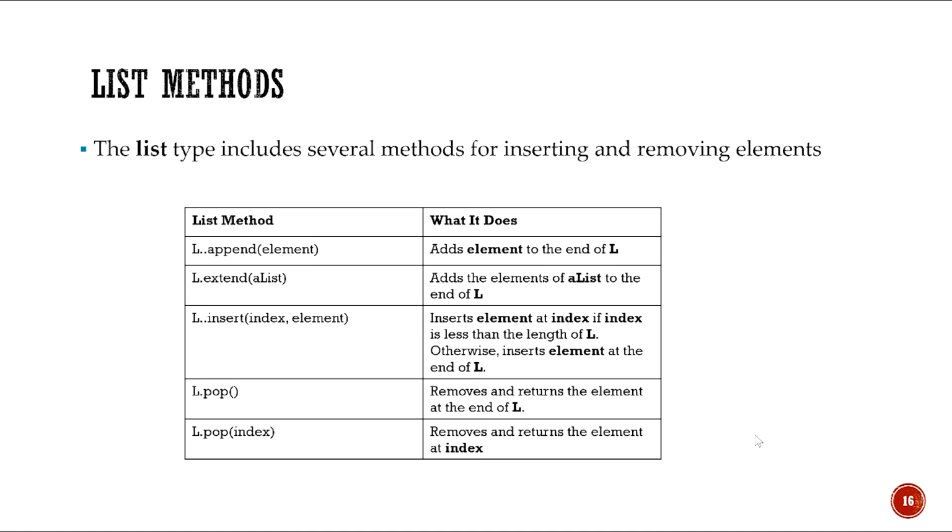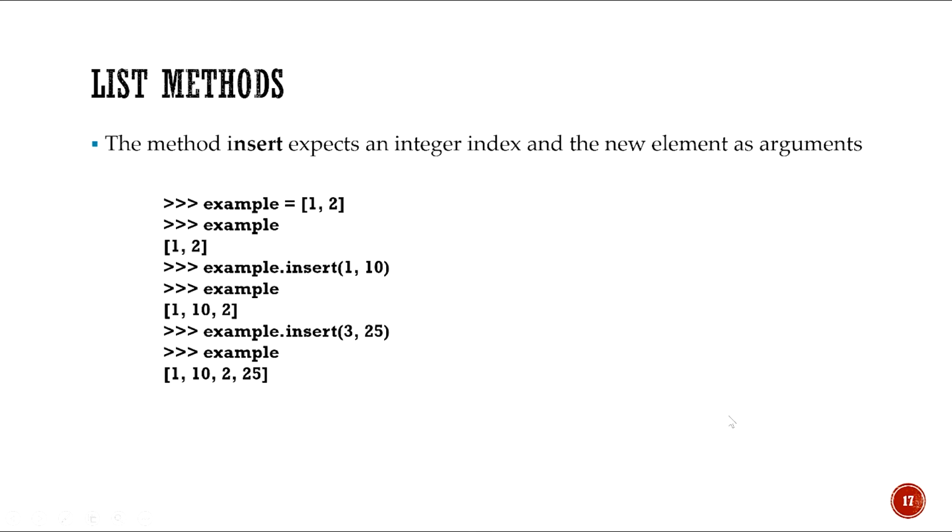We also have pop, which removes and returns the element at the end of L. So if we want to remove the items, we use the pop method. If you want to go to a specific item, it accepts an input argument index, which removes the element at the specified index. So we have a few examples here. Let's start with insert. The method insert expects an integer index and the new element as argument. So two input arguments where you want to insert the new value.